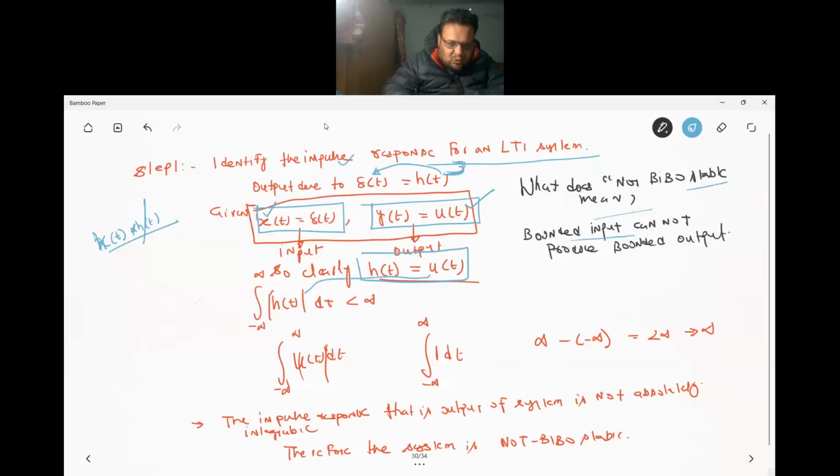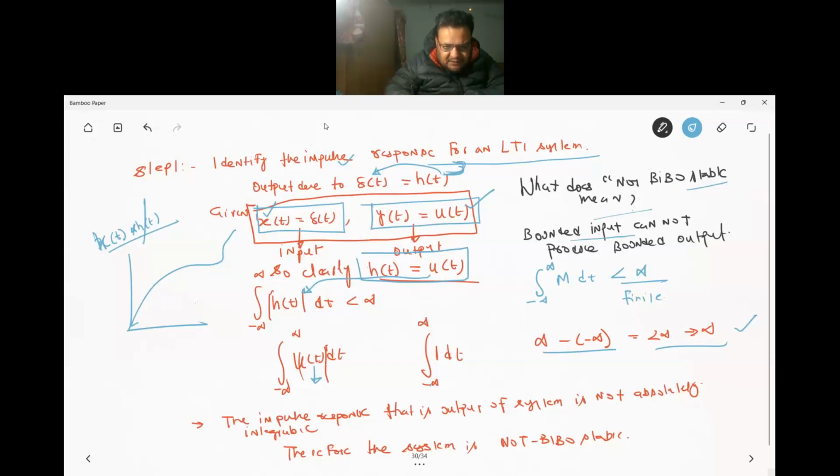So you just substitute u of t here and check for the bounded condition. The integral of the absolute value of h of t dt should give you a result less than infinity. It should be a finite value. It should not be an exponentially increasing function, as you cannot bound that. Now if you put in the unit step function, the value is 1, so the integral from minus infinity to infinity gives infinity. So this value happens to be equal to infinity. It's not less than infinity.